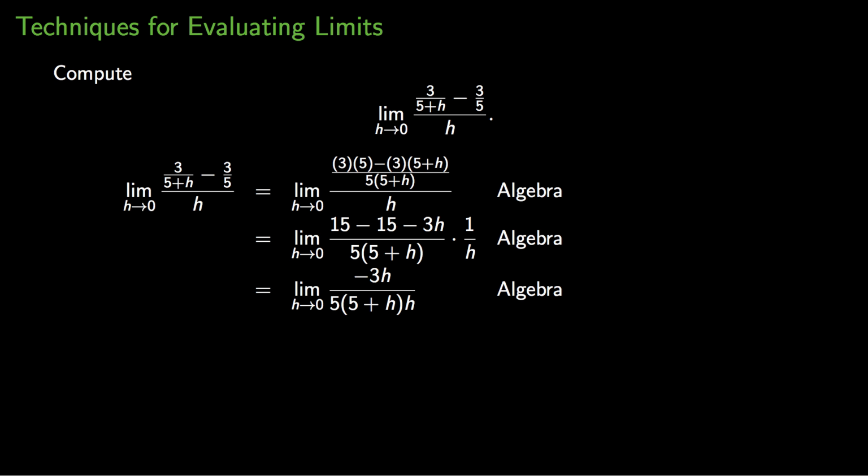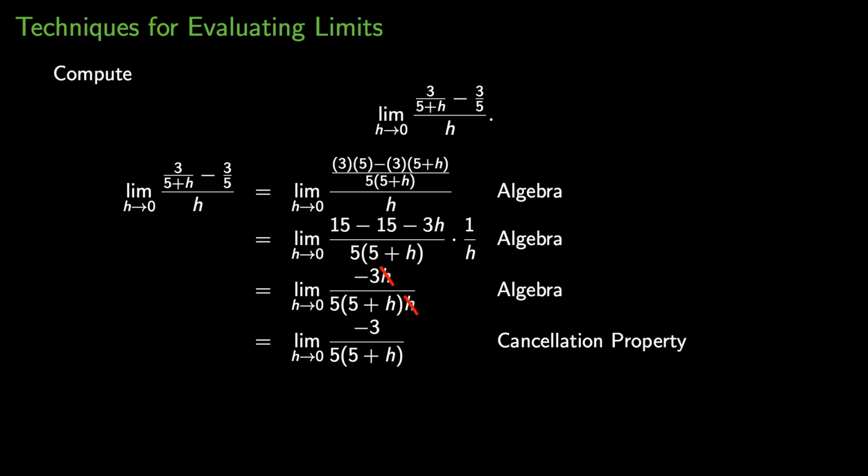Now, this is very nice. Can you see the two h's, the one on the top and the one on the bottom? So now this rational expression has a common factor on top and on bottom, and I can use the cancellation property to get rid of it. It's now time to actually do the limit. We haven't even done the limit yet.